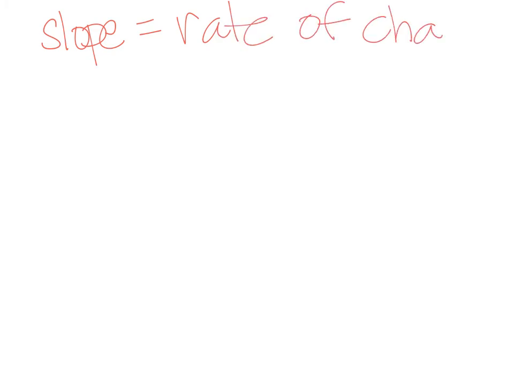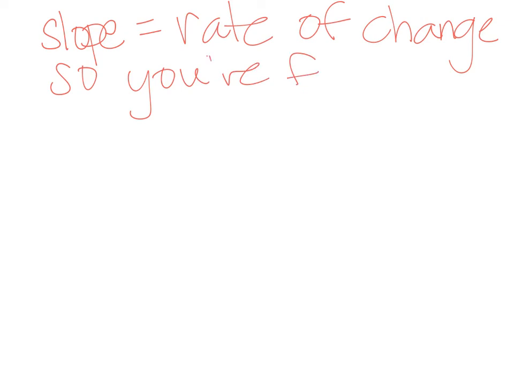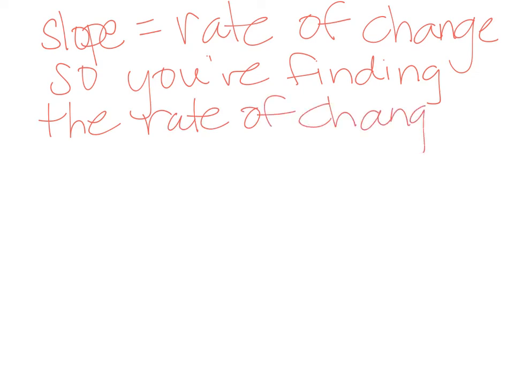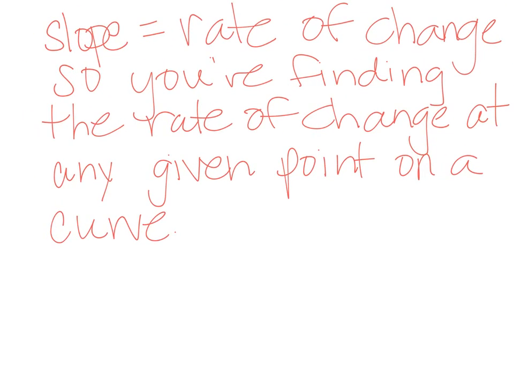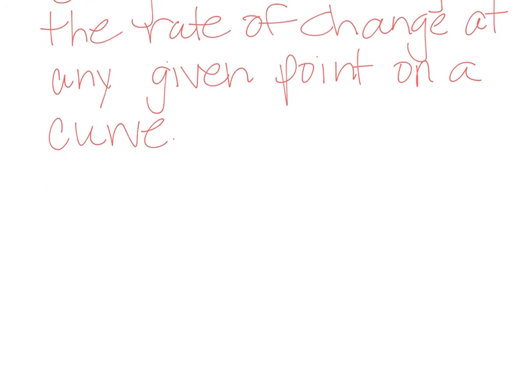And one last thing, let's remember that the slope equals the rate of change. I know this is sloppy, it's hard with a stylus. So the slope is the rate of change. So you're finding the rate of change at any given point on a curve. All right? So let's just talk about that real quick, what that means. Should I leave it there so you can write it? I'll pause so you can write it because I got to move it up just a little bit.